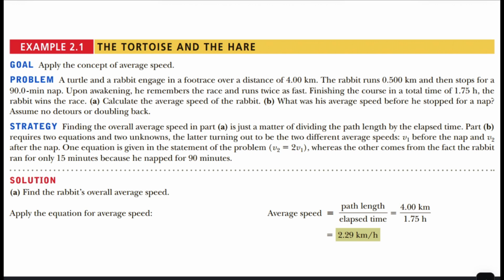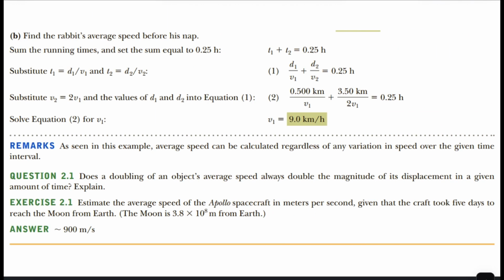Alright, so we're going to calculate the rabbit's overall average speed. When we talk about speed, again, it must be the total distance traveled or path length taken by the rabbit over the elapsed time, or time taken to do that. So it's totally 4 kilometers and the total time taken is 1.75 hours. This includes from the start until the end, including the nap time. So the answer is 2.29 kilometers per hour.